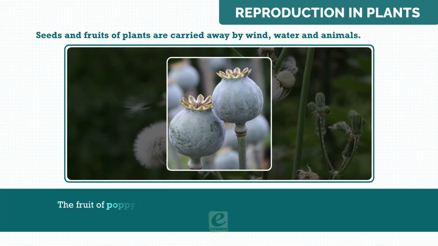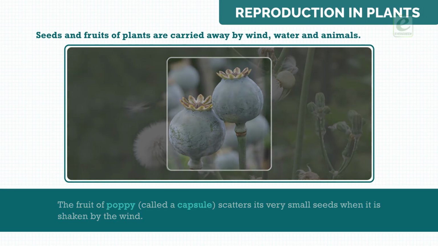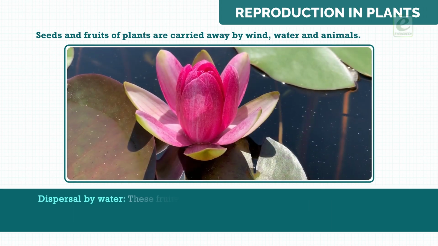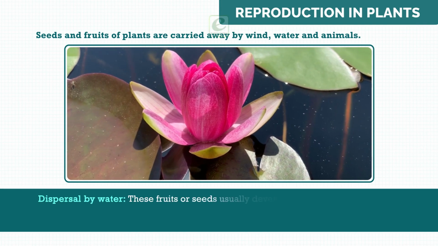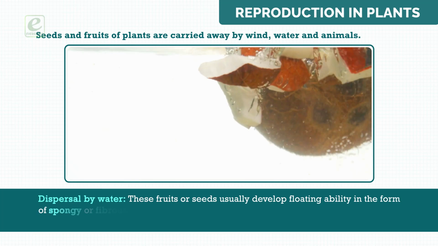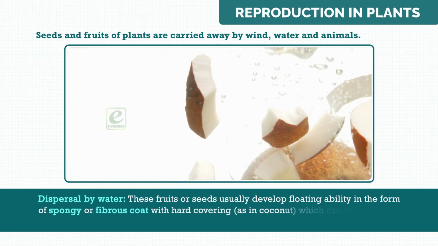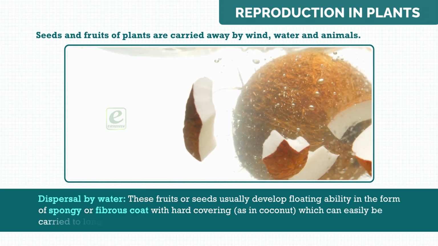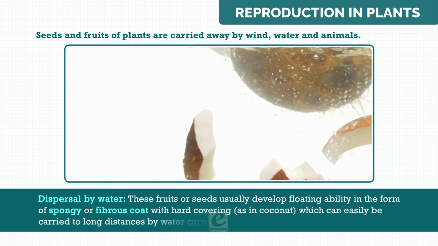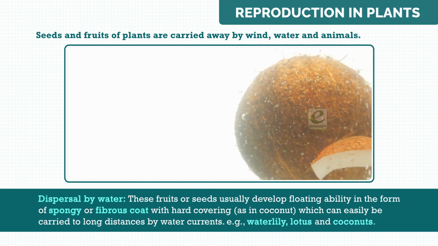The fruit of poppy, called a capsule, scatters its very small seeds when it's shaken by the wind. Dispersal by water. These fruits or seeds usually develop floating ability in the form of spongy or fibrous coat with hard covering, as in coconut, which can easily be carried to long distances by water currents. Examples are water lily, lotus, and coconuts.